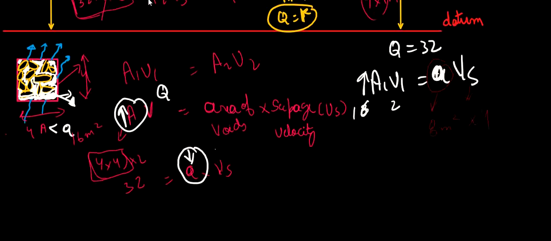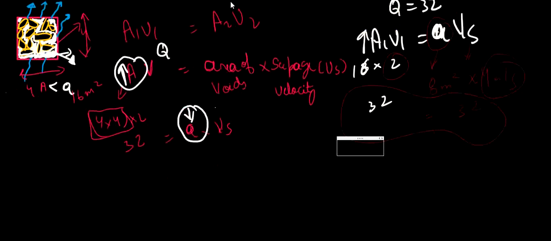So this seepage velocity is now 4 meter per second, which was initially 2 meter per second. And also you can see the product at LHS and RHS is the same, that is 16 into 2, equals 32, and 8 into 4, that is also equals 32.